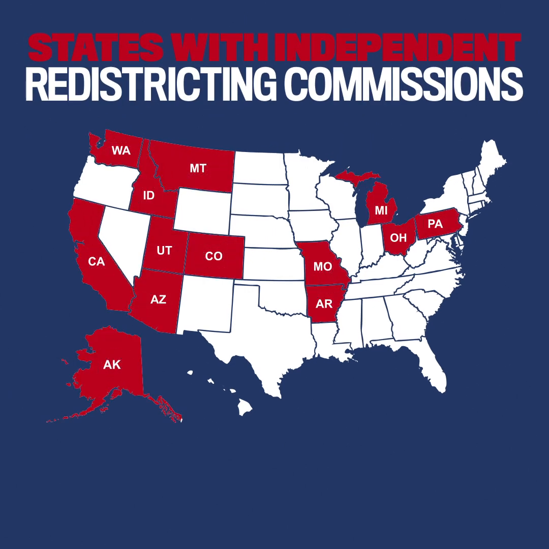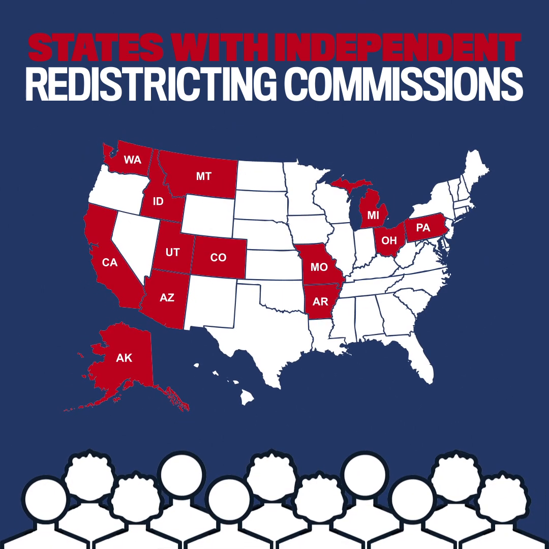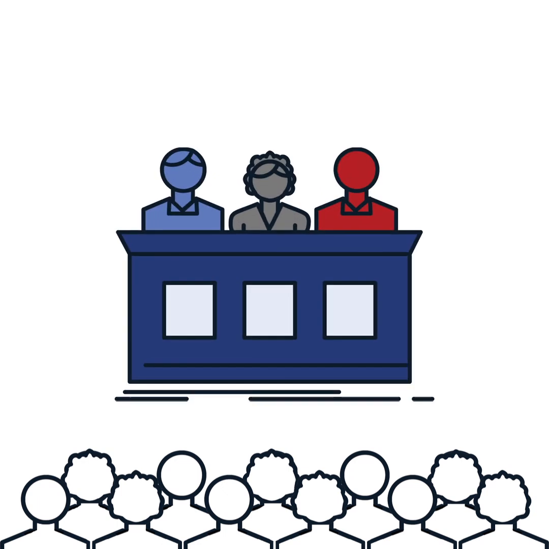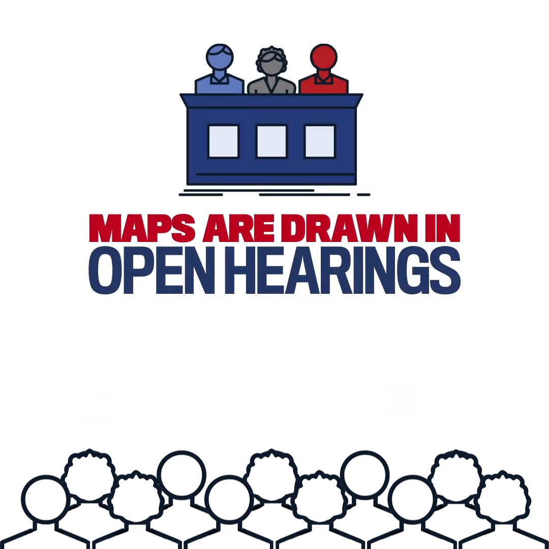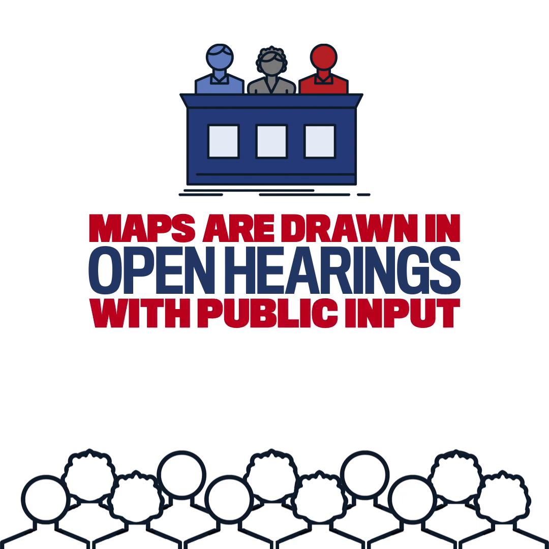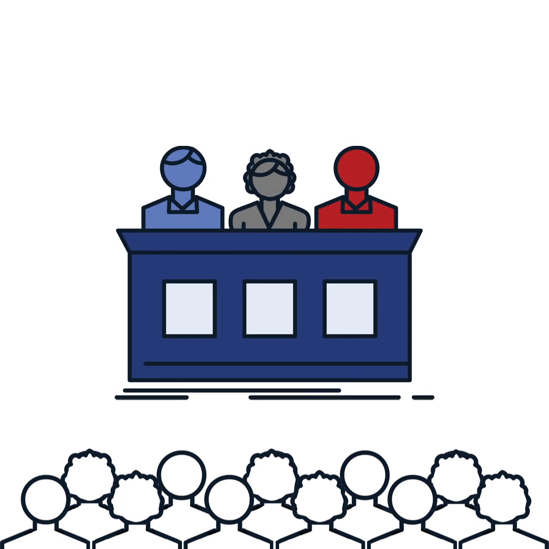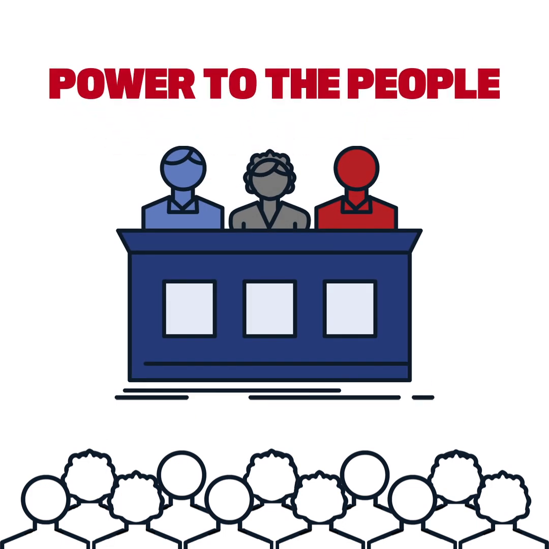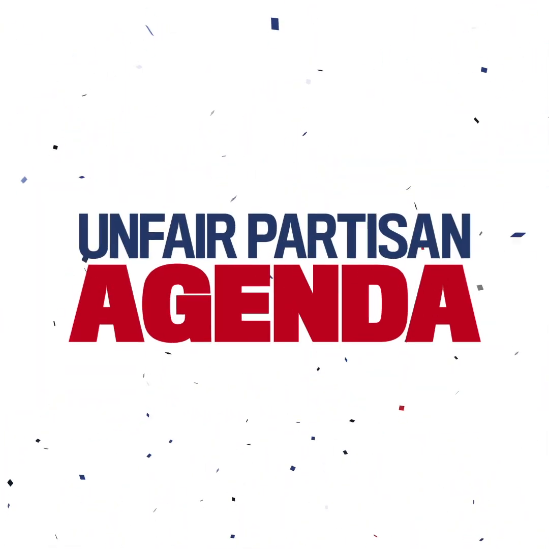13 states have passed, and many are in the process of passing new laws creating nonpartisan, independent redistricting commissions made up of average citizens. This solution creates something very much like a jury that draws state districts. The maps are drawn in open, public hearings, and they are based on input from the public using nonpartisan criteria. These independent commissions put the power back into the hands of the people because it ensures that districts are not drawn with an unfair, partisan agenda.